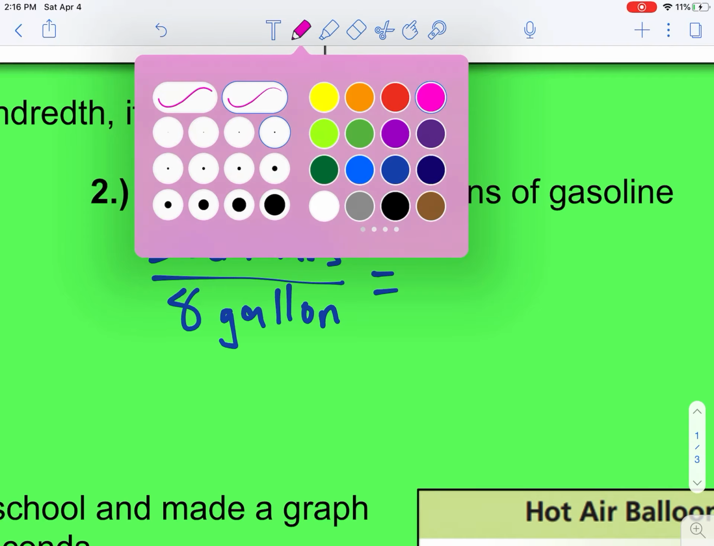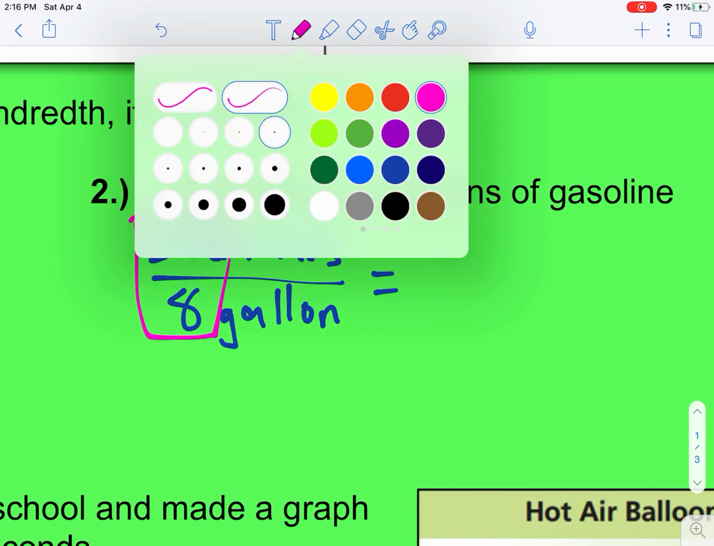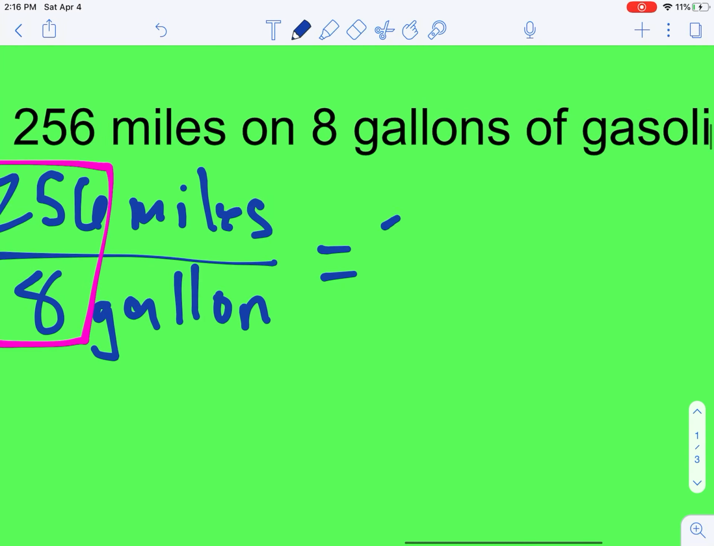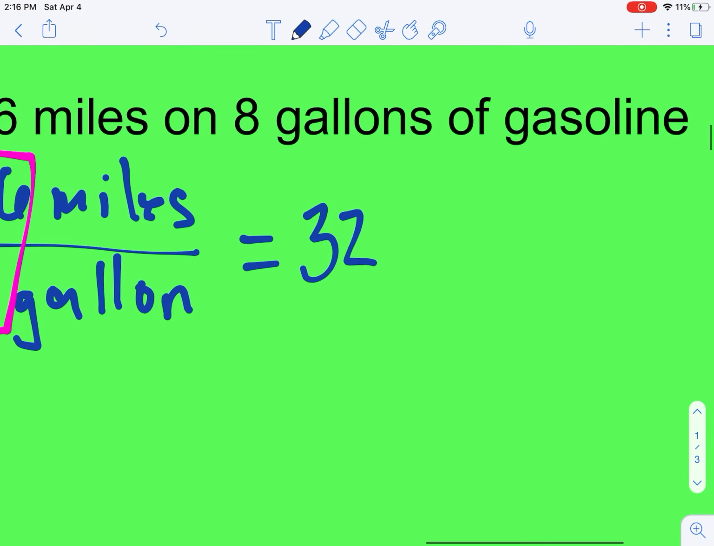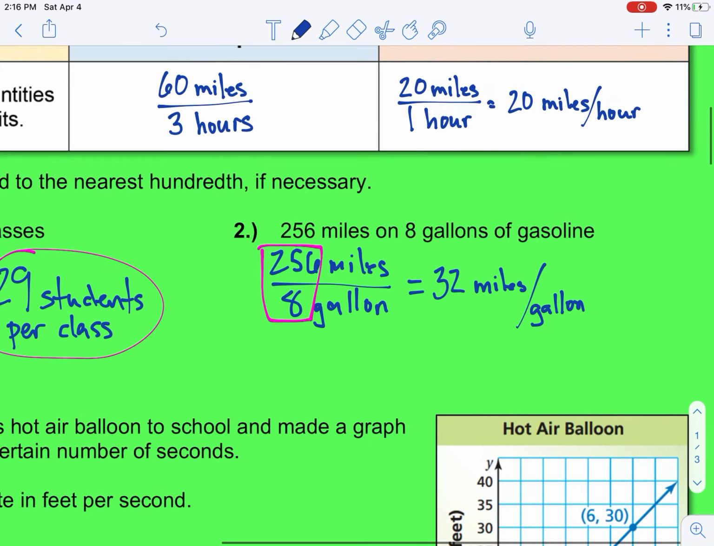So all I need to do is divide, and my division problem is right there. It's always going to be what you wrote down as your numbers. So 256 divided by 8, I get 32. So that means there's 32 miles per gallon. And again, you can use a slash, or you can write the word per. It's totally up to you. All right? So that's pretty much what we're doing today.